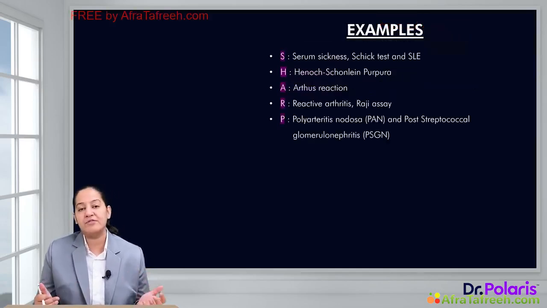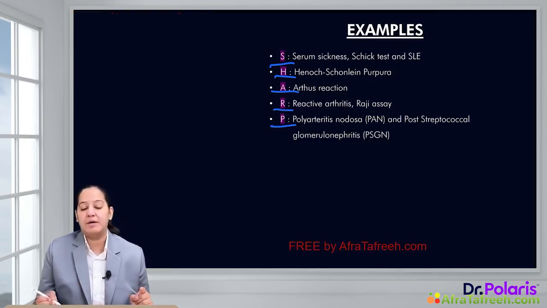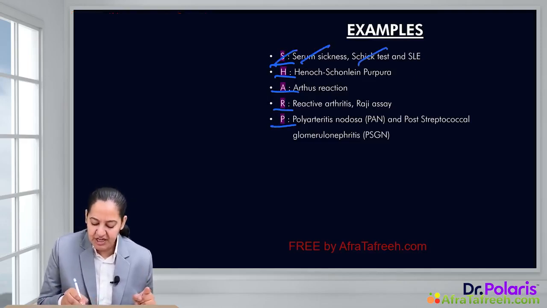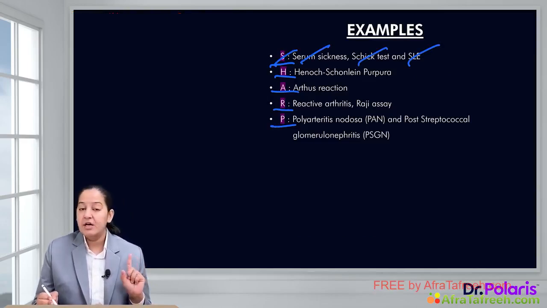Now what are the examples of type 3? There are a few examples which can be learned with the help of a mnemonic. The mnemonic here is SHARP. S stands for serum sickness, Sheik test and SLE. It is triple S, three examples are there from S: serum sickness, Sheik test and SLE.